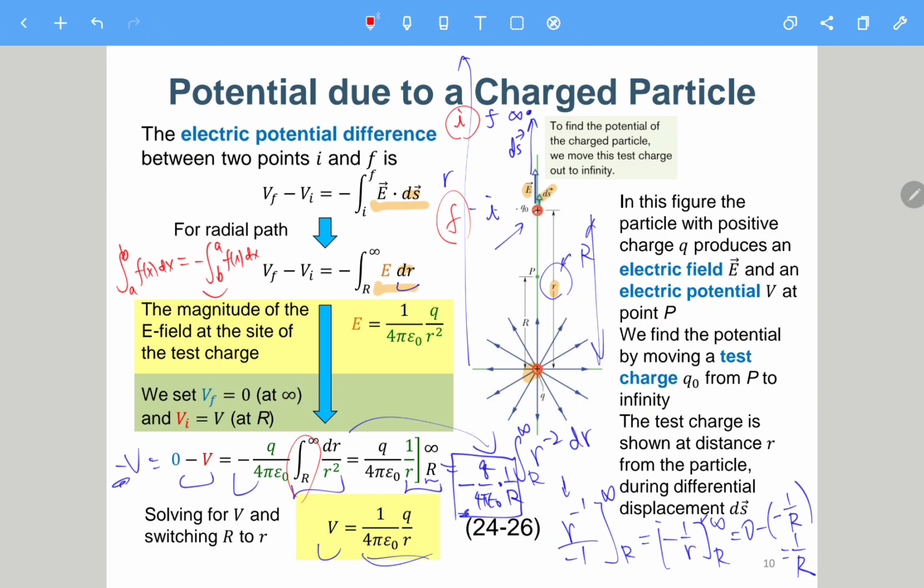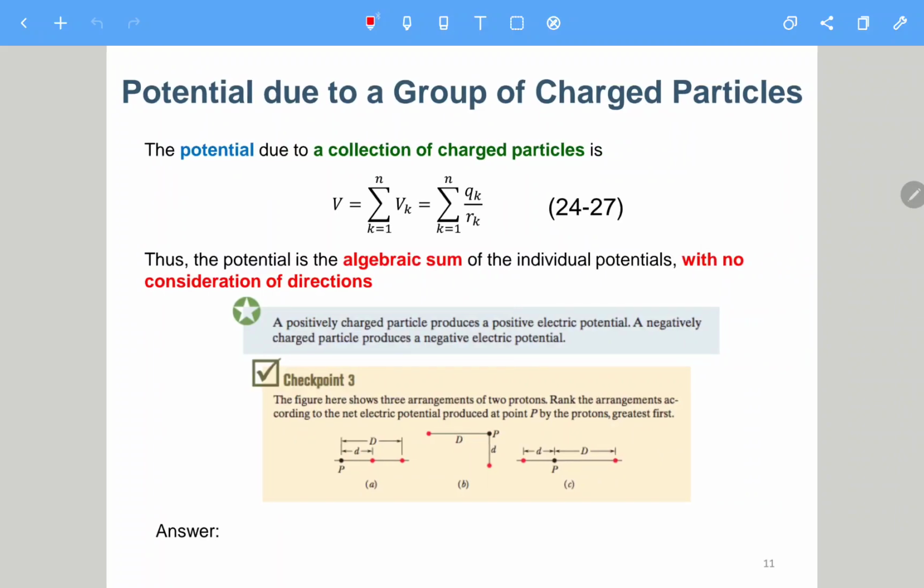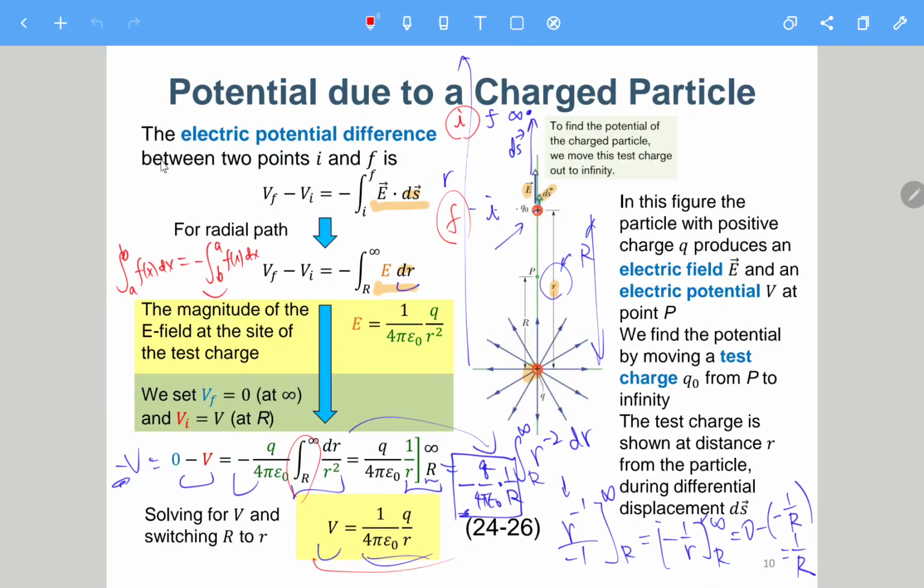So in the textbook, it just says that this is I, this is F, then it will skip some of the points that are easy to make mistakes. So actually this one is correct. And then, so just now, this is the potential due to one charged particle.